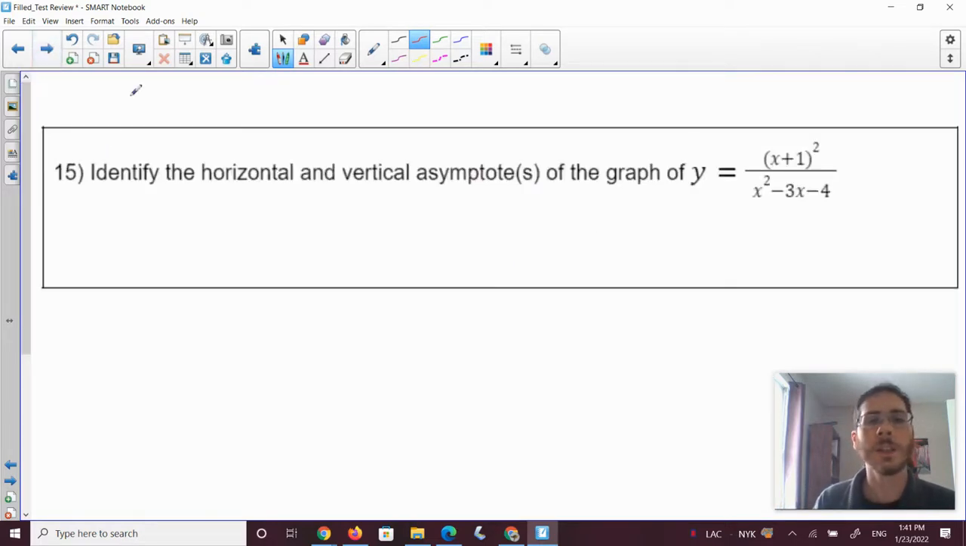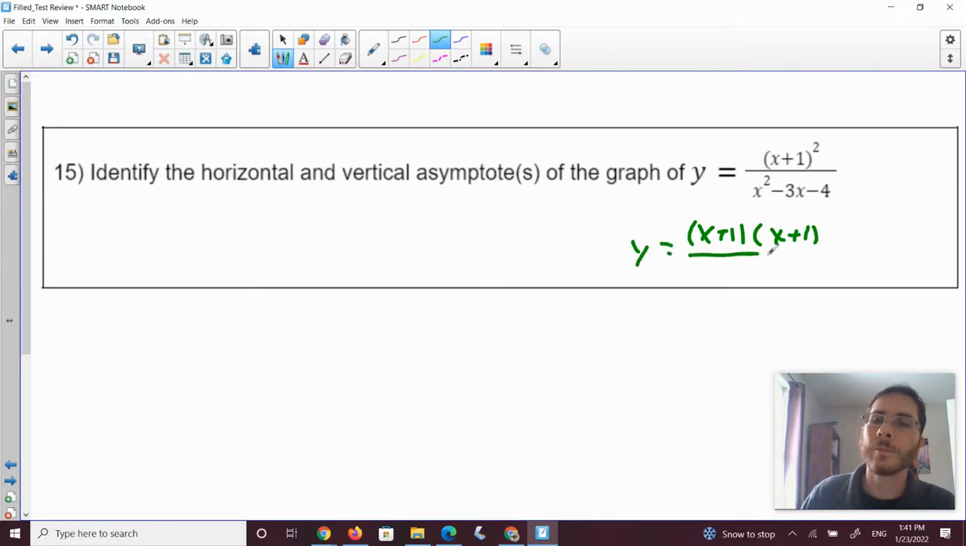All right, 15, identify the horizontal and vertical asymptotes of this graph. So again, I can see I've got this x plus 1 squared. This does look like it's going to factor, so unlike the last one, I am going to factor it. This x plus 1 squared is x plus 1 times another x plus 1. X squared minus 3x minus 4, so we think what multiplies to negative 4 and adds to negative 3. That's going to be x minus 4 and x plus 1. So this is kind of cool. We can see these x plus 1s are going to cancel. So we get y equals x plus 1 over x minus 4.